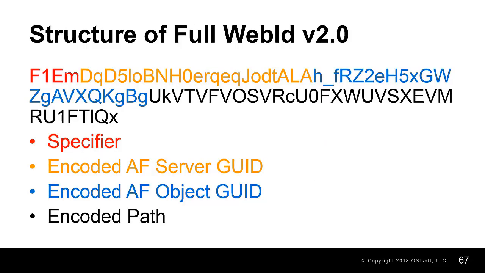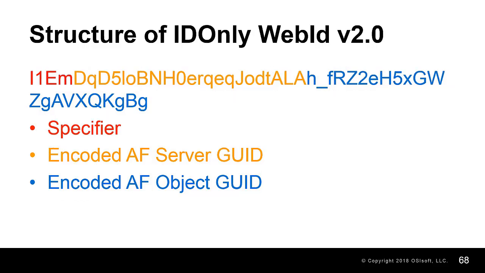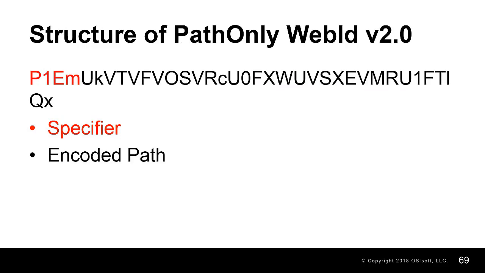Insofar as the structure of the full web ID is concerned, the server ID comes followed by the AF object ID. Both of these are GUIDs that have been base64 encoded. Since GUIDs are a fixed length, both of these are a fixed 22-character encoded length. Following this, we have the base64 encoded path. In the case of ID-only web ID types, it's the specifier followed by the encoded system GUID, and then the encoded AF object GUID. Similarly, for path only, the specifier, and then the encoded path.